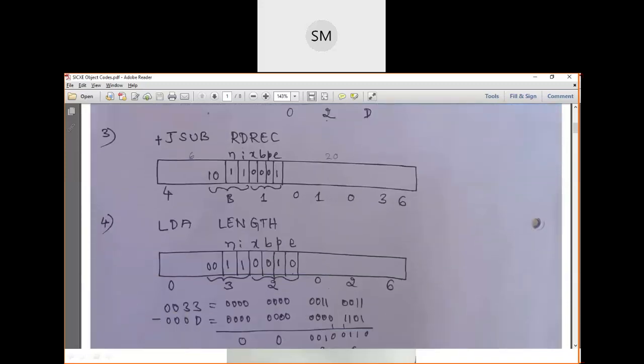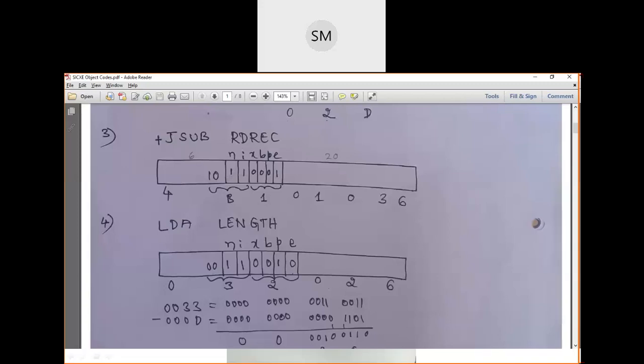Third instruction is a plus JSUB RDREC. Since it is a plus JSUB, it means that you have to use format number 4. Because of that, here instead of 12 bits of displacement, I have written 20 bits of address directly in the address field. First you find out the JSUB opcode, and n is 1, i is also 1.